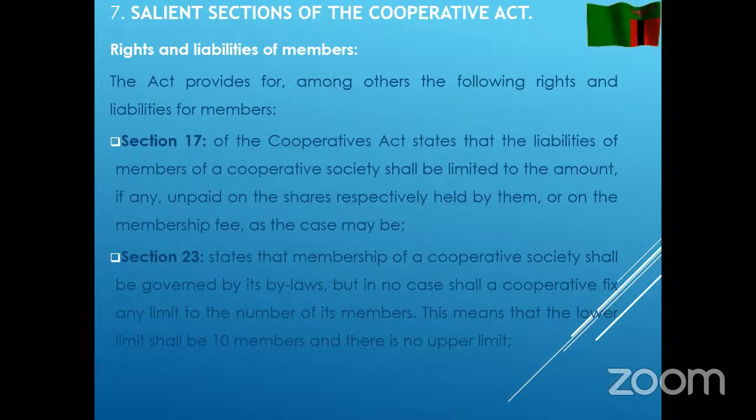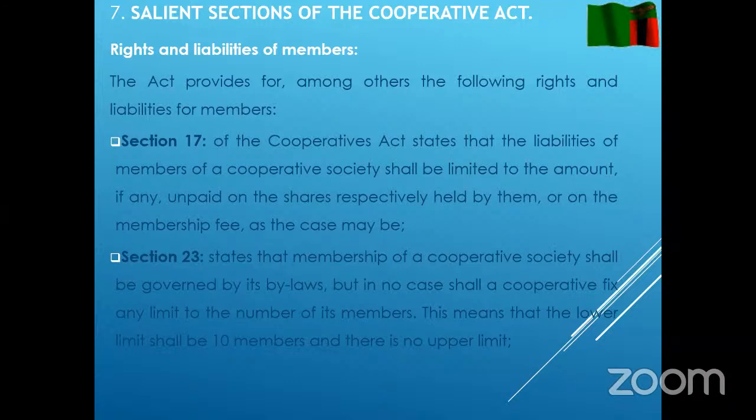Now, Section 7 of the Act sets that liabilities of members of a cooperative shall be limited to the amount, if any, unpaid on the shares respectively held by them, or the membership fee as the case may be. I think I've explained this point.